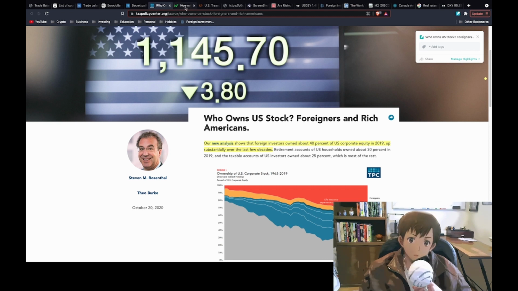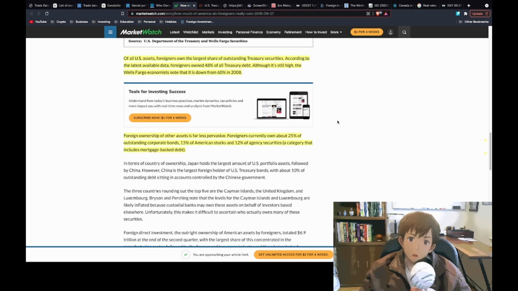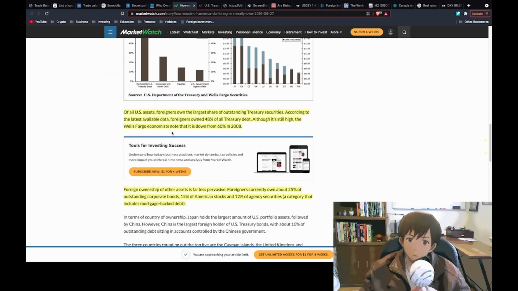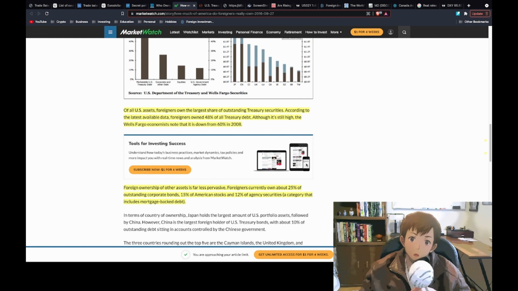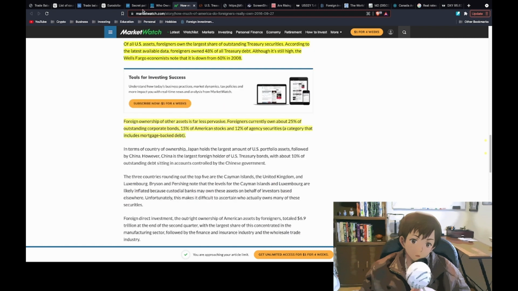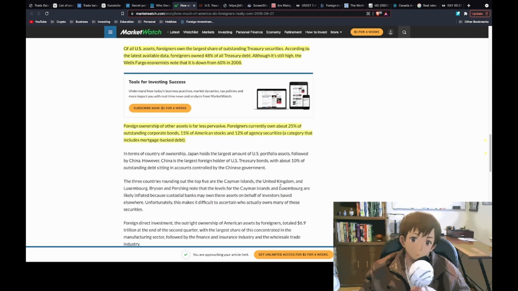So let's take a look over here. And this article's a little bit dated. This one is titled, How Much of America Do Foreigners Really Own? And it was published in 2016, so it's a little bit older than that last one we just looked at. So the numbers are probably quite a bit higher than what it suggests in this article. As you can see down here, it says that 15% of American stocks are owned by foreigners. But that last article we looked at said 40%, and that was 2019. And chances are it's quite a bit more than 40% at the moment.